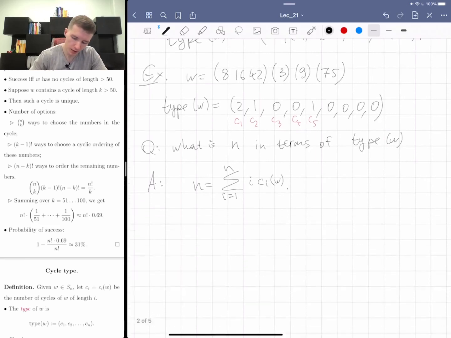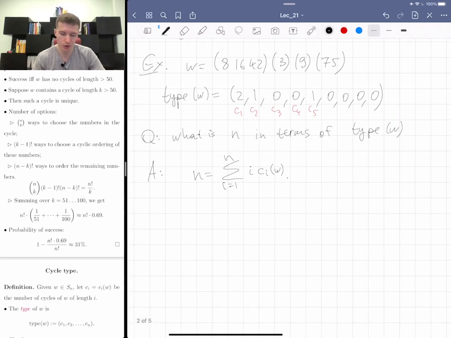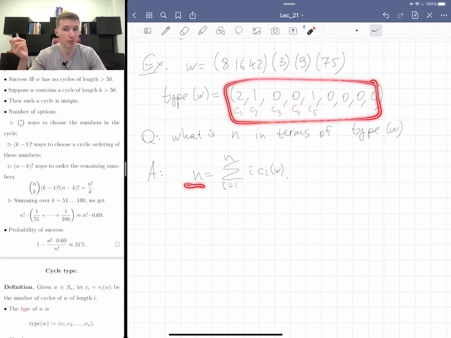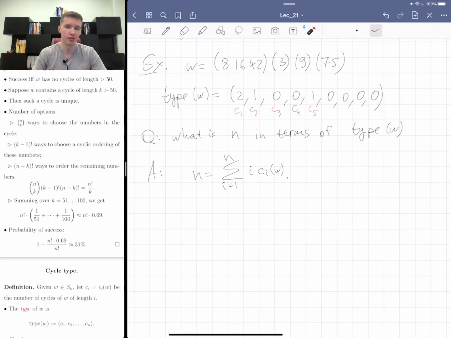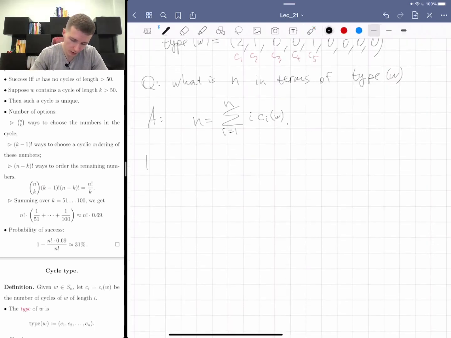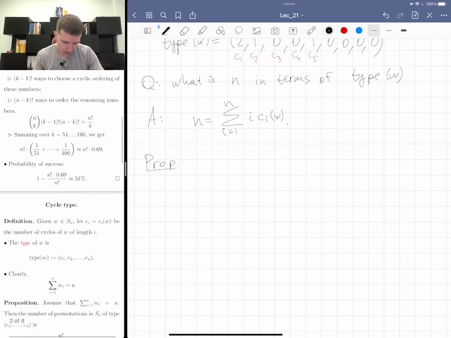And now I'm ready to state a result which tells you the number, how many, if you fix the type, then you know n, but how many permutations of a given type are there. And that turns out to be a pretty easy problem, which I could have done in the first lecture probably, or whichever one was about the division principle.